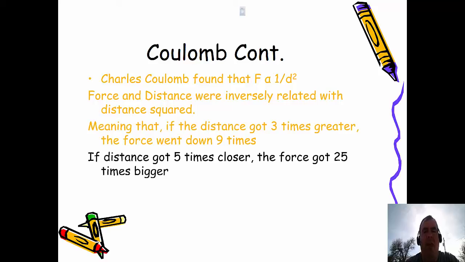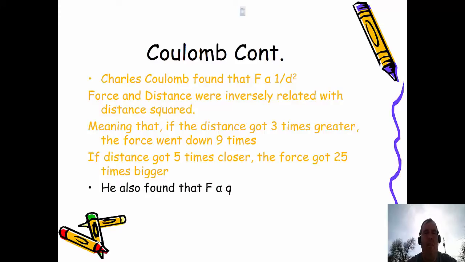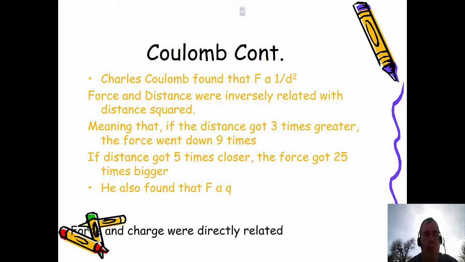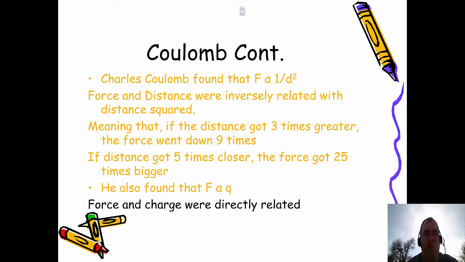Now let's bring it 5 times closer. Distance went down 5, so the reciprocal means up 5, and when we square that, the force ends up getting 25 times bigger. He also found that force varied directly with charge, meaning that if charge goes up, force goes up also. So force and charge were directly related to one another.